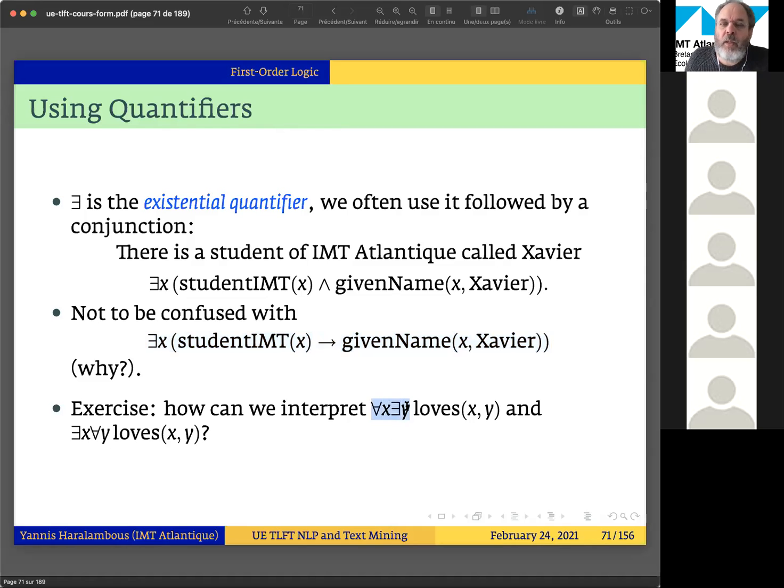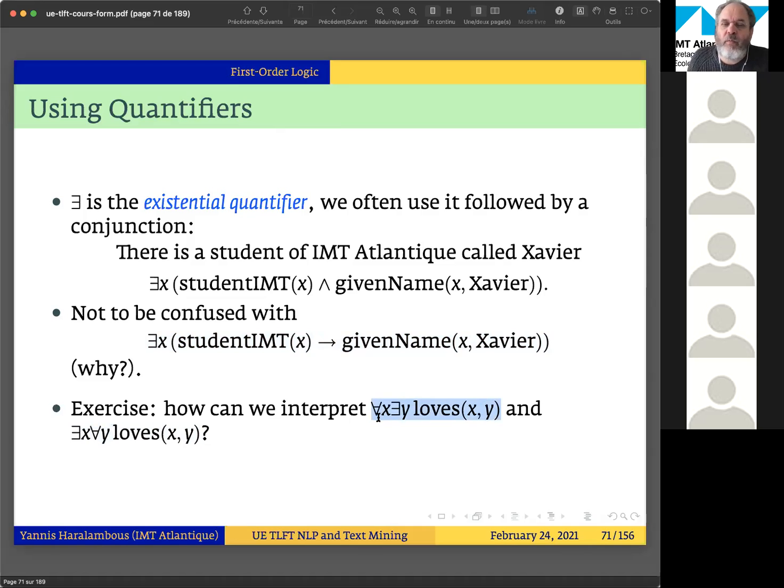The order of the quantifiers is very important. Here you have two formulas where I have inverted the order of the universal and existential quantifier. Do you see the difference between them?